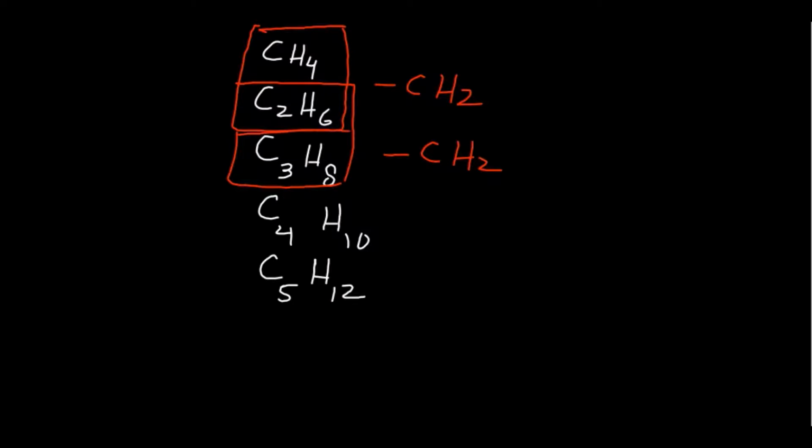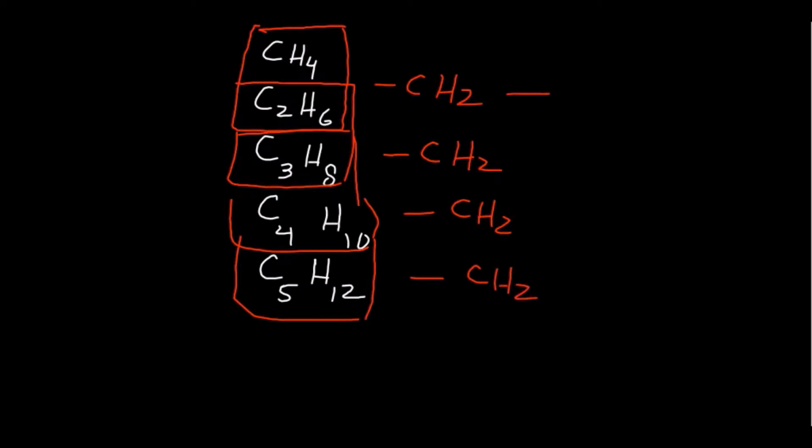Similarly, if we take the difference of C4H10 and C3H8, again we get a CH2 group. And if we take the difference of C5H12 and C4H10, again we get a CH2 group. So this is the homologous series of alkanes, because here the difference of adjacent members is a CH2 group, and students, we know very well a CH2 group is known as a methylene group. Right students?